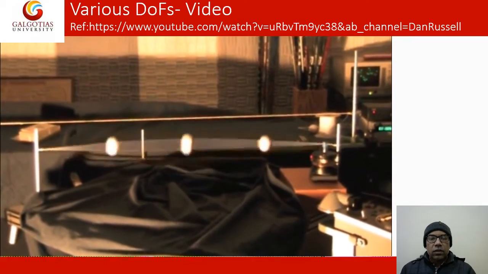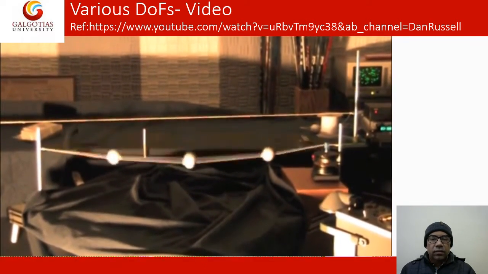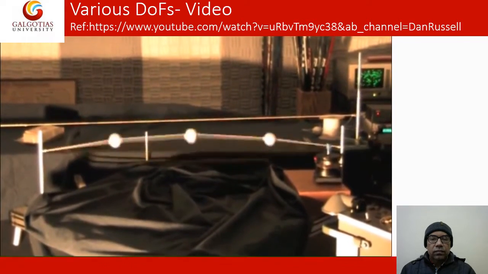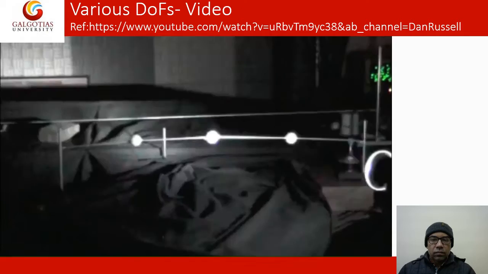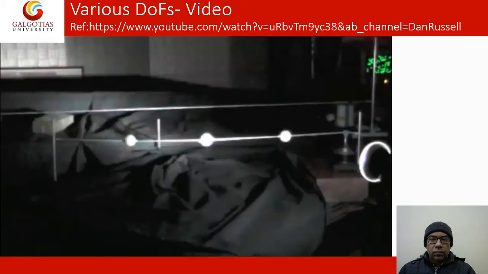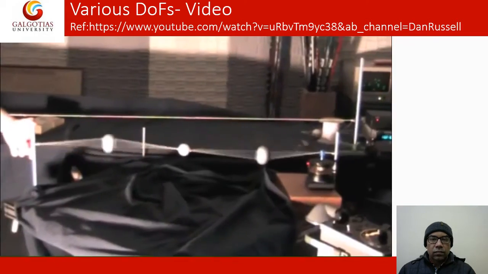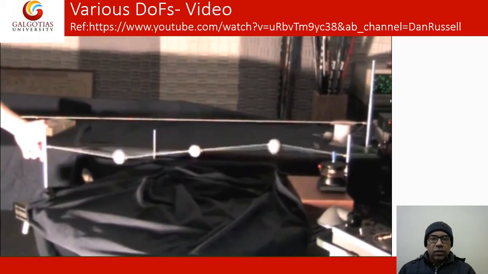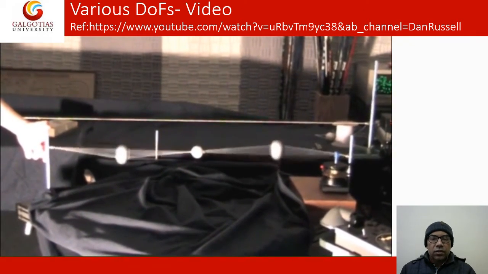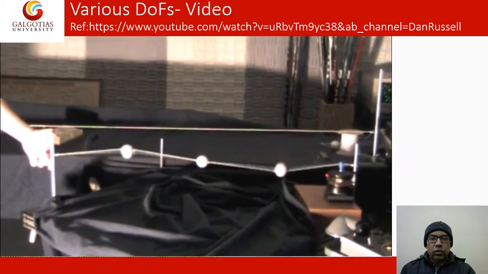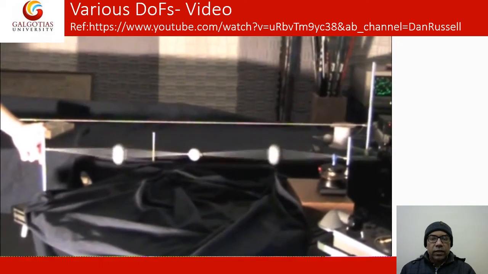Now you will have a 3-degree of freedom system where three masses are connected. Now see, the middle mass seems to be a static one, and both ends are vibrating.